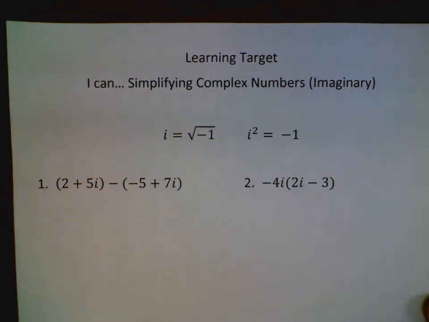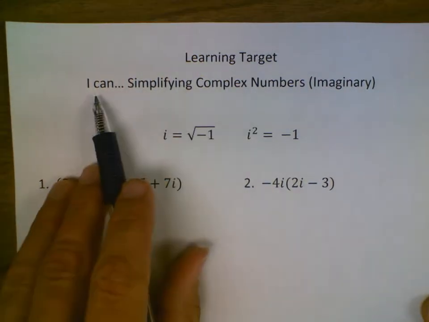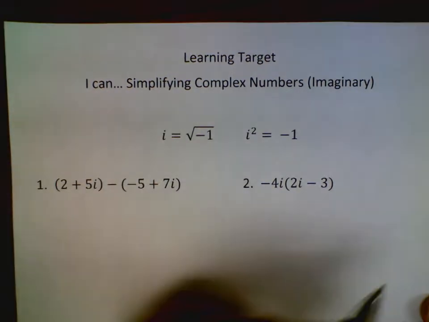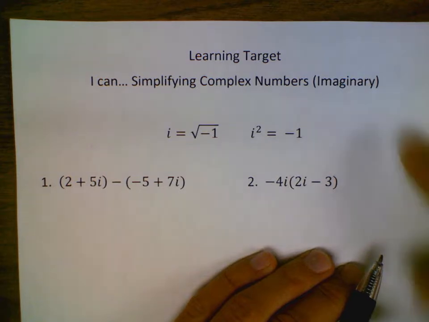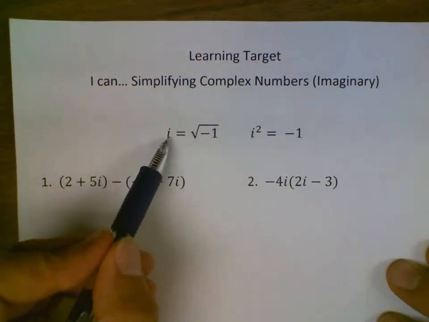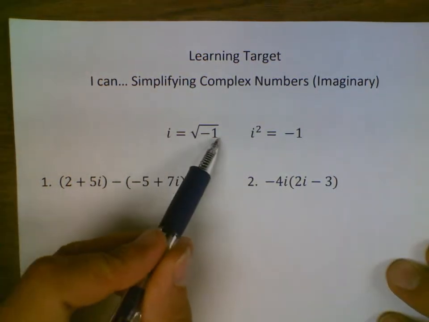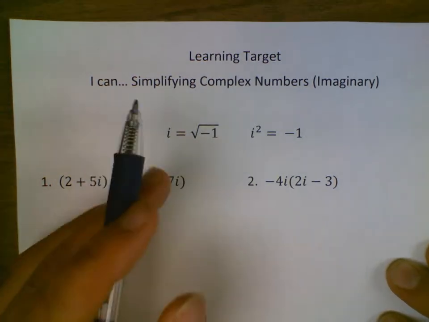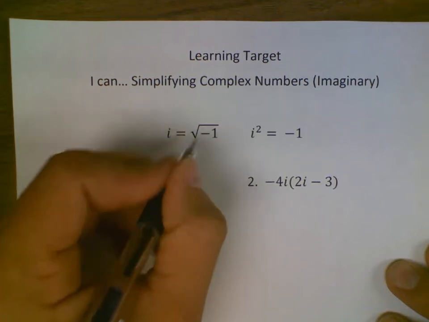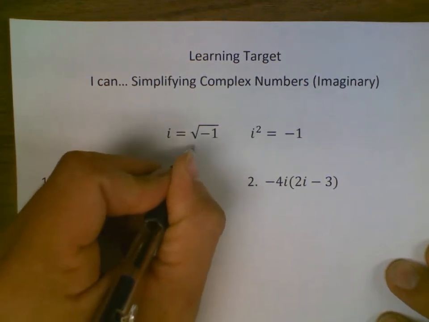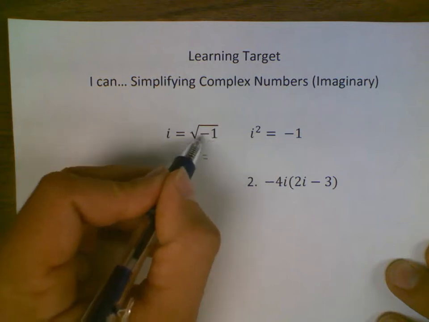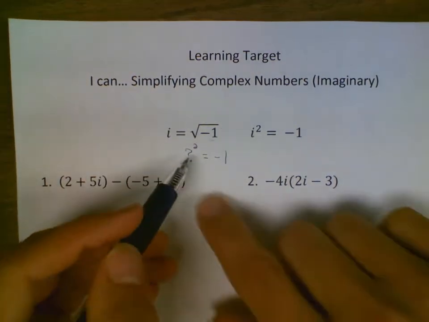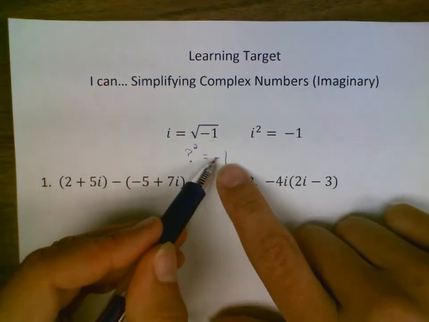Okay, in this video, the learning target is I can simplify complex numbers, which use imaginary numbers. The imaginary unit i equals the square root of -1. Remember that the square root of -1 is an imaginary number because square roots ask us what number squared equals the number underneath the square root, which in this case is -1. Well, when you square a number, you can't get a negative number.